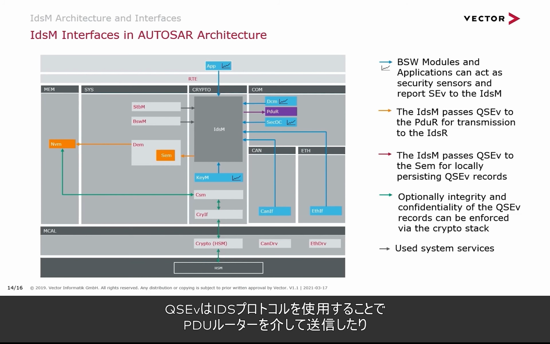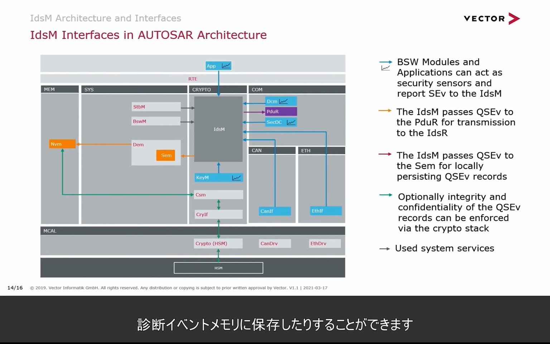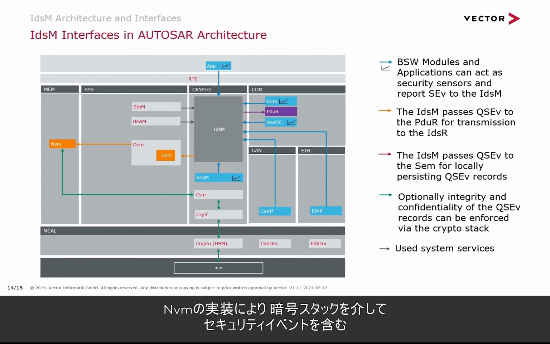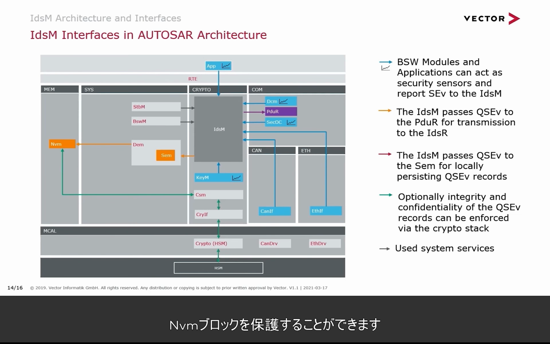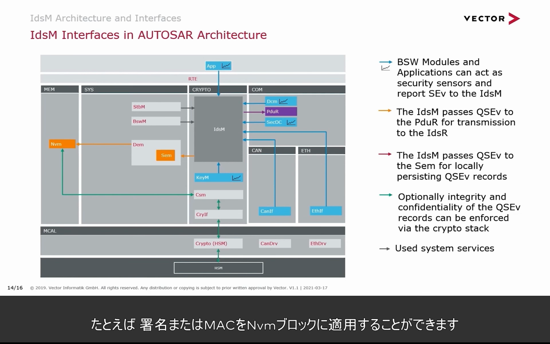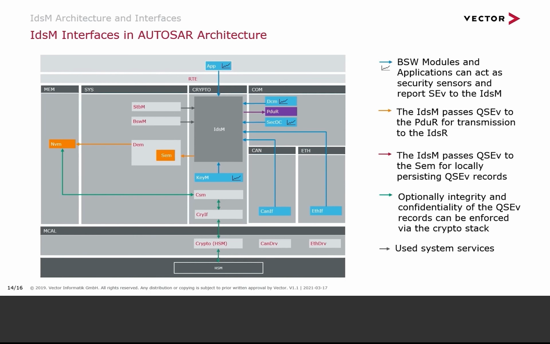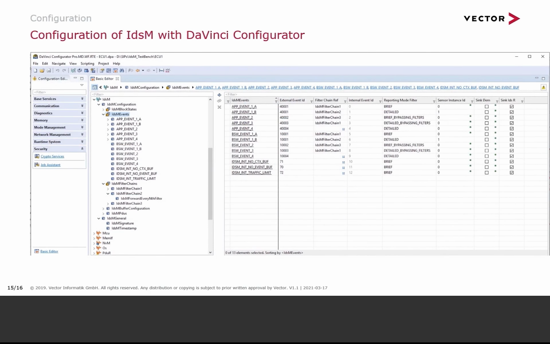Qualified security events can then be sent via the PDU router by using the IDS protocol, or they can be stored in the diagnostic event memory. Our implementation of the NVM allows you to protect the NVM blocks which contain the security events via the crypto stack. So for example, you could apply a signature or a MAC to your NVM block.